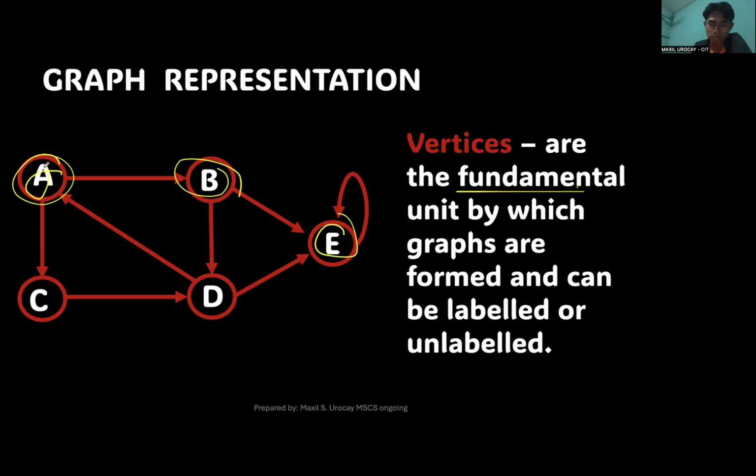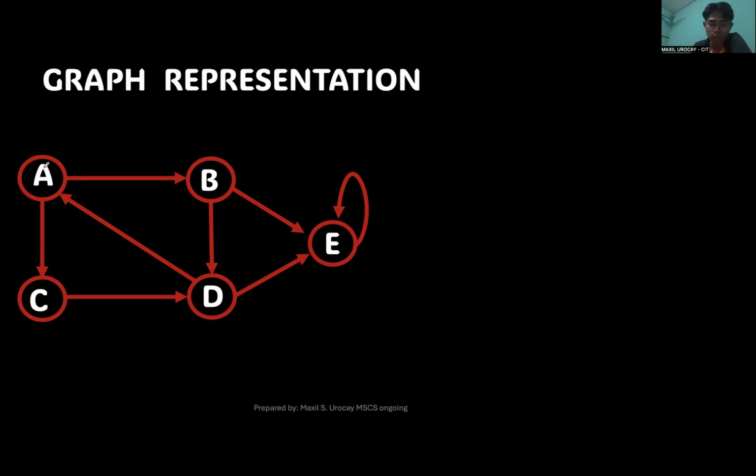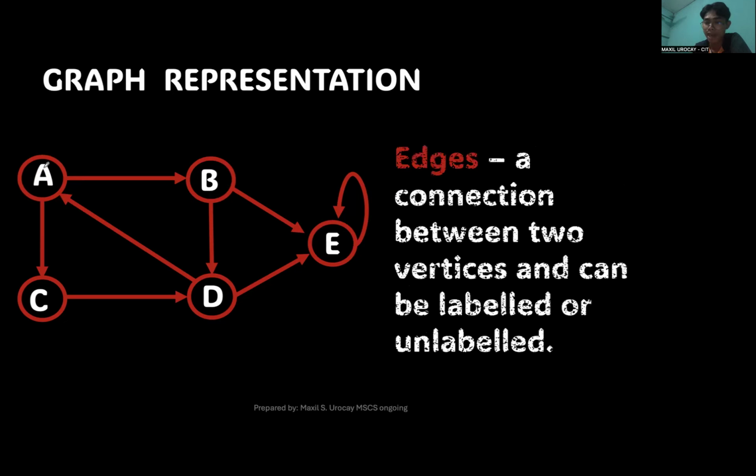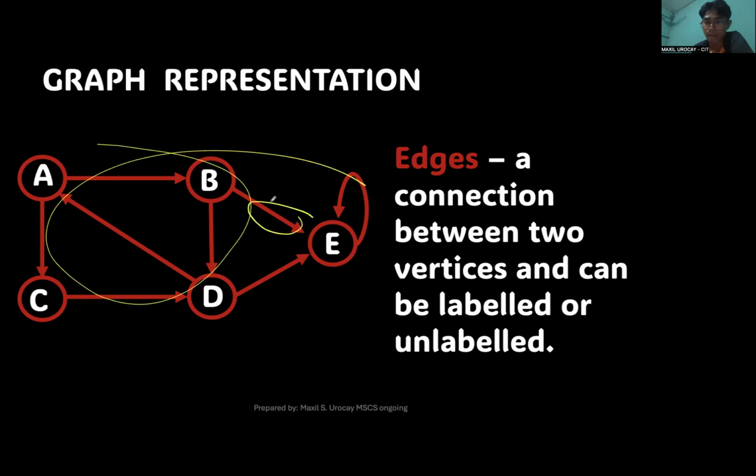Next, we also have the edge. An edge is a connection between two vertices and can be labeled or unlabeled as well. In our graph data structure, this is our edge, and that edge has a label if there is a weight, something like that, as a representation of the value contained in that edge going to another node. That is actually how the graph works.